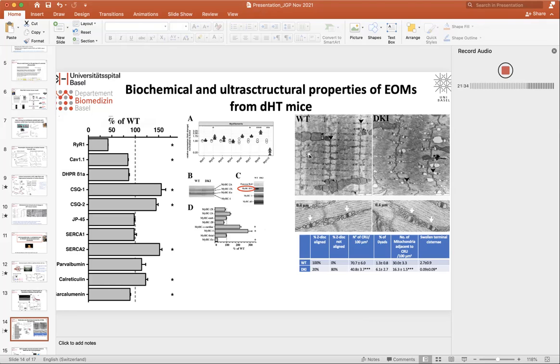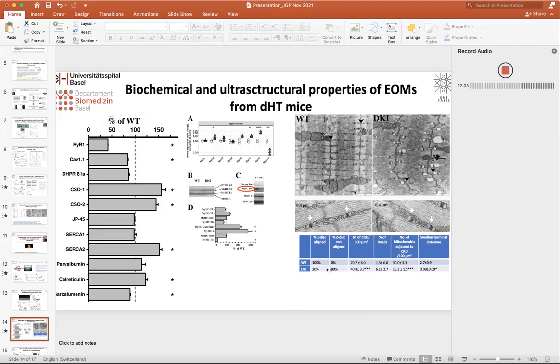You could see also the EM microscopy. These were performed actually in Basel, and you could see the wild type mice. The structure of the extraocular muscles has a very nice architecture. You could see mitochondria, which are adjacent to the calcium release units, while in the double knock-in, you could clearly see that there's no structure. The number of mitochondria are significantly reduced.